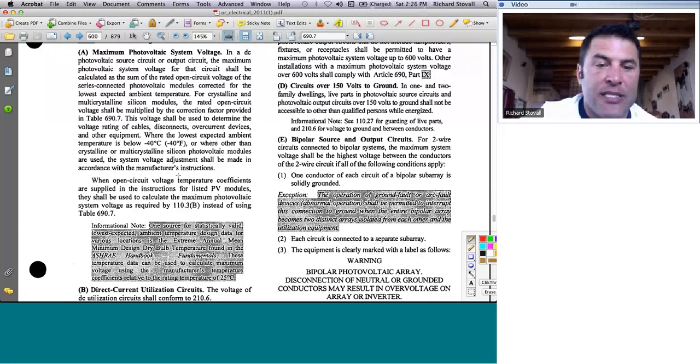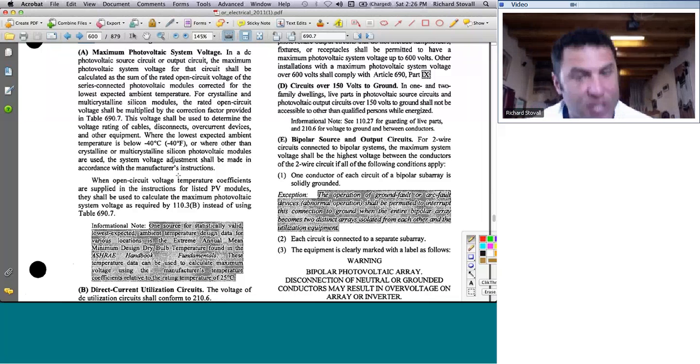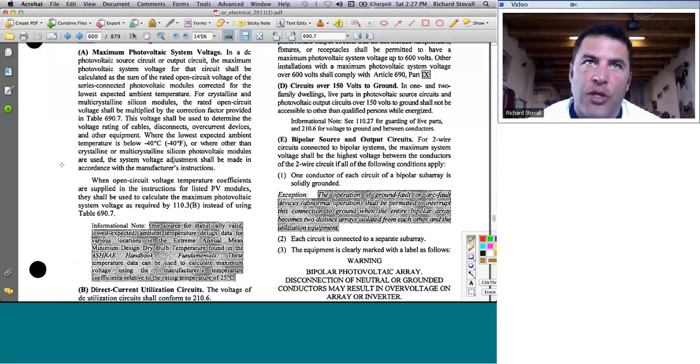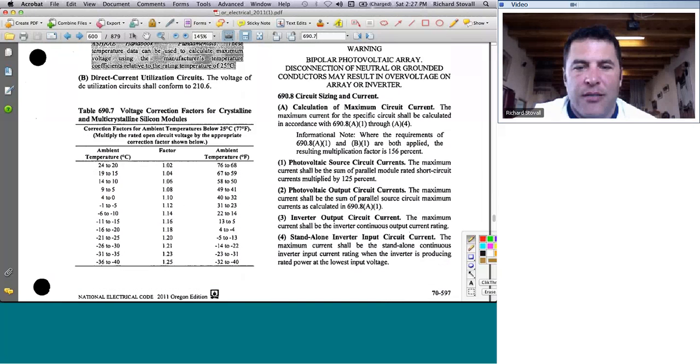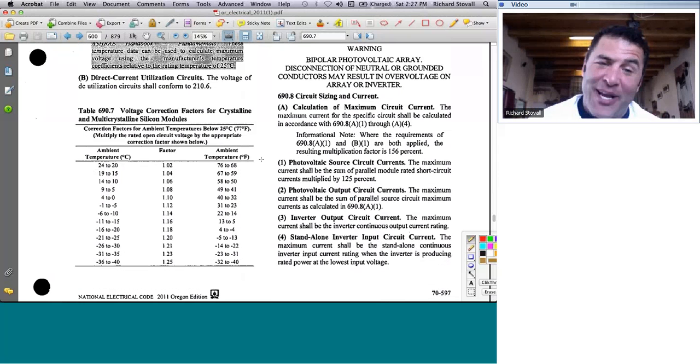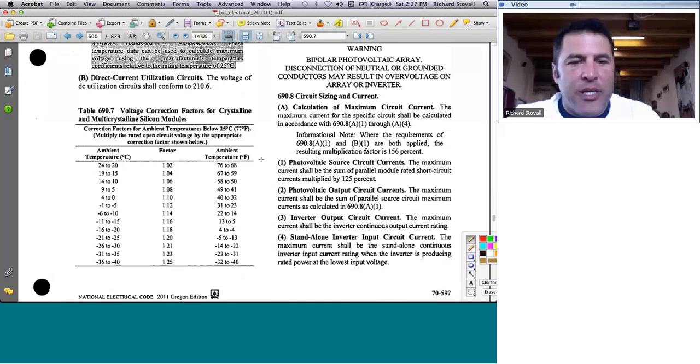But the next sentence, and this is what I wanted to point out to everybody, says, when open circuit voltage temperature coefficients are supplied in the instructions for listed PV modules, they shall be used to calculate the maximum PV system voltage. I can't think of a module produced today that doesn't have a specification that includes the VOC temperature coefficient and the requirement to use it. So this table, 690.7, really only exists for test-taking situations, unless you're dealing with a bunch of old modules which maybe you're repurposing or you're qualifying the design or refurbishing the system or whatever. You would never be using Table 690.7. You would always be using the VOC temperature coefficient provided by the manufacturer. But in the test, you will likely be referred to this table. So, anyway, I just wanted to point that out.